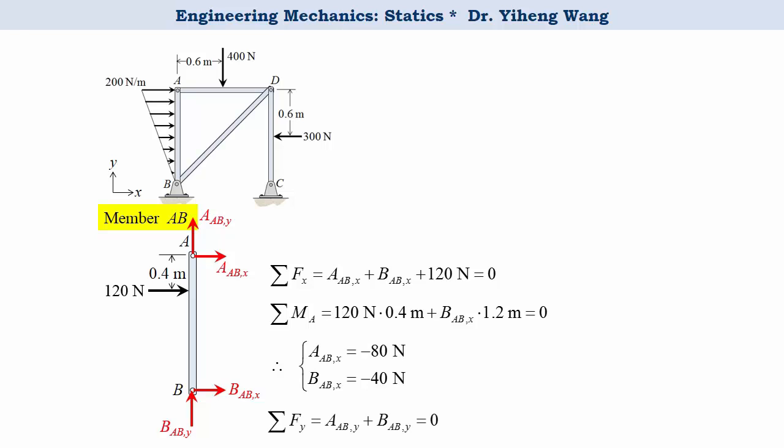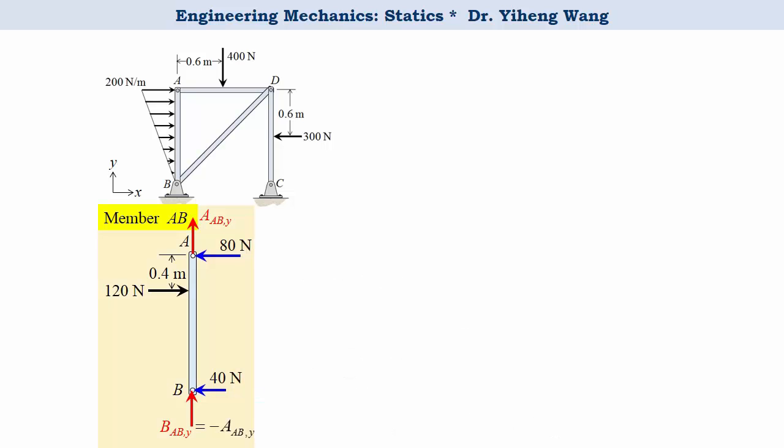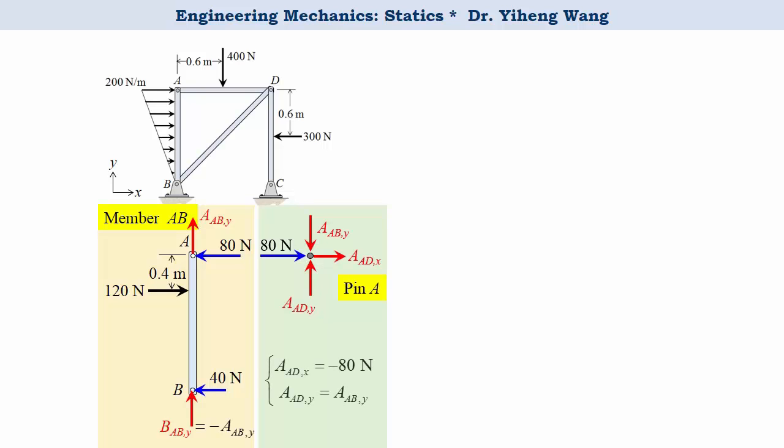And from the last equation, the force analysis along the Y direction, we can draw the conclusion that B_ABY equals negative A_ABY. We mark the solved forces on member AB, and then we move on to pin A. These are the 2 forces exerted by member AB to pin A. Notice how I switched the direction because of action and reaction. And these are the 2 new unknowns, the forces exerted by member AD to pin A. From a simple particle equilibrium analysis, this is what we get.